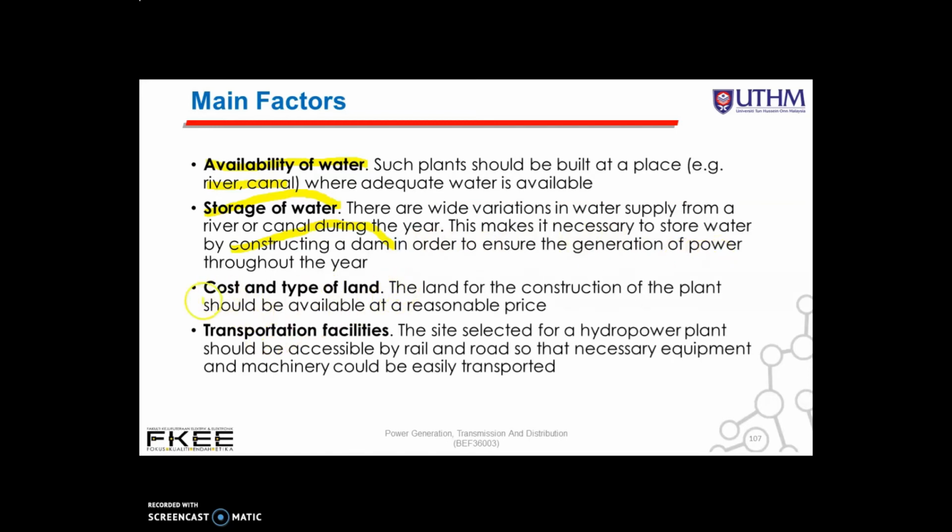The third one is the cost and type of land. The land for the construction of the plant should be available at a reasonable price. And fourth is the transportation facilities. The site selected for a hydropower plant should be accessible by rail and road so that necessary equipment and machinery could be easily transported.